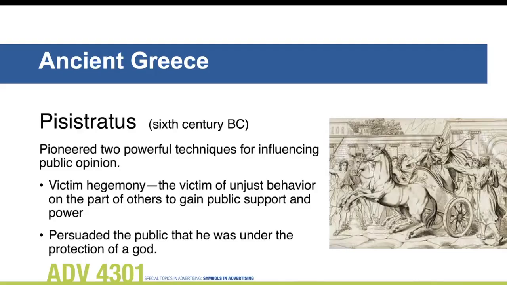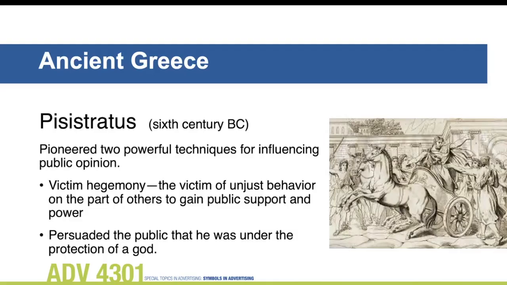He pioneered two really powerful techniques for influencing public opinion. The first one was what today we would call victim hegemony, the description of one's self or one's group as the victim of unjust behavior on the part of others so as to gain public support, and meaning power. Okay, what happened was this guy wounded himself and his mules. He beat himself up and probably whipped the mules and who knows what all he did. He made it seem as though his enemies had set upon him with murderous intent.